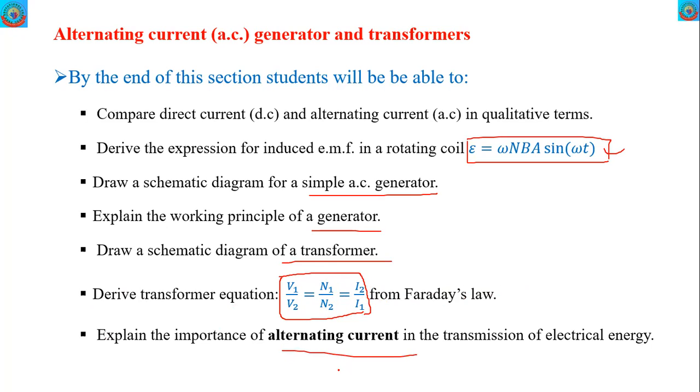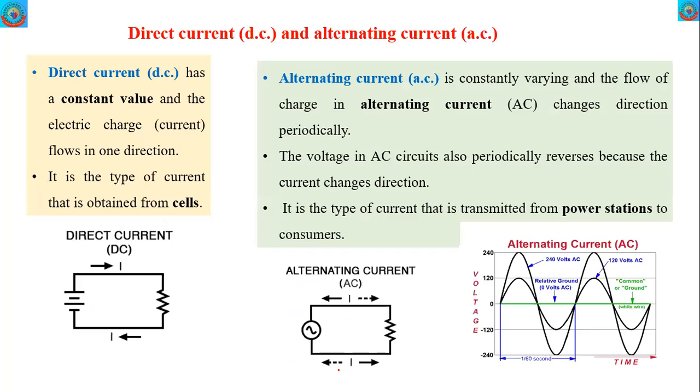Alternating current ያለን ጠቀሜታው ምን እንደሆነ explain ታደርጋላችሁ። So now let's start with direct current and alternating current. Direct current ስንል ምንድነው? Alternating current ስንል ምንድነው? Direct current has a constant value, and the electric charge, or that is called current, flows in one direction. In direct current, the electric charge flows in one direction only. It is the type of current that is obtained from cells.